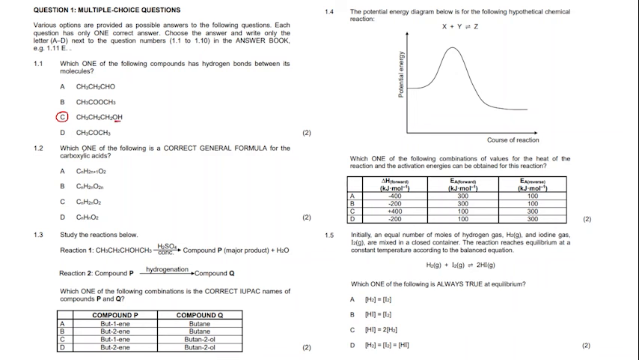Question 1.2. Which of the following is the correct general formula for the carboxylic acids? So, as we know, carboxylic acids always have 2 oxygen atoms. It doesn't matter how many carbon atoms, it always has 2 oxygen atoms, so we can already eliminate B. We then know that carboxylic acids have double the amount of hydrogen atoms that they do carbon atoms, as the two oxygen atoms take up some of the bonds of the carbon atoms. Therefore, our answer would be C, as it has double the amount of carbon atoms, so 2N.